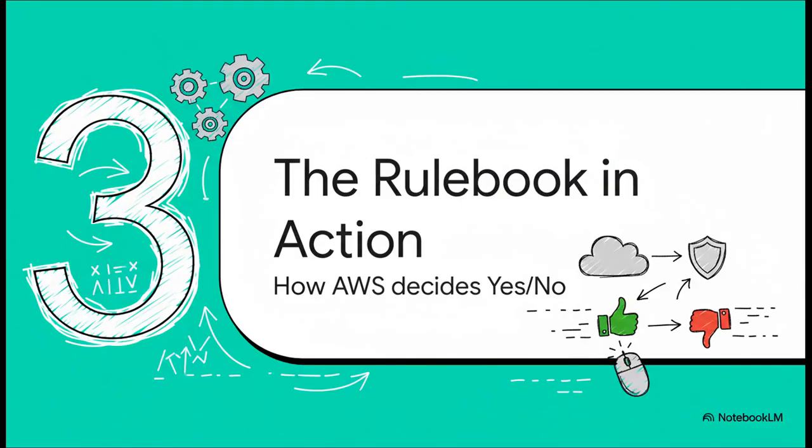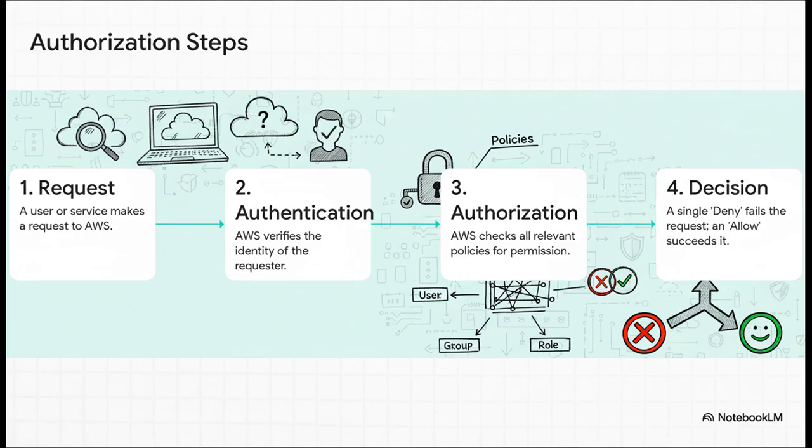So we've met the whole security team. Now in Section 3, let's see them in action. How do all these pieces, the users, groups, roles, and policies, all come together to make a split-second security decision every time you try to do anything in AWS? It's a 4-step process that happens in a flash. First, you make a request. You try to view a file.